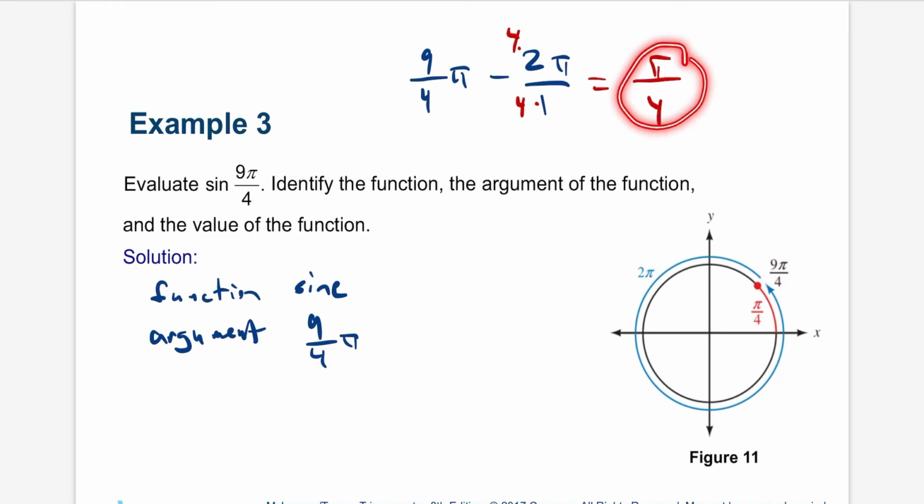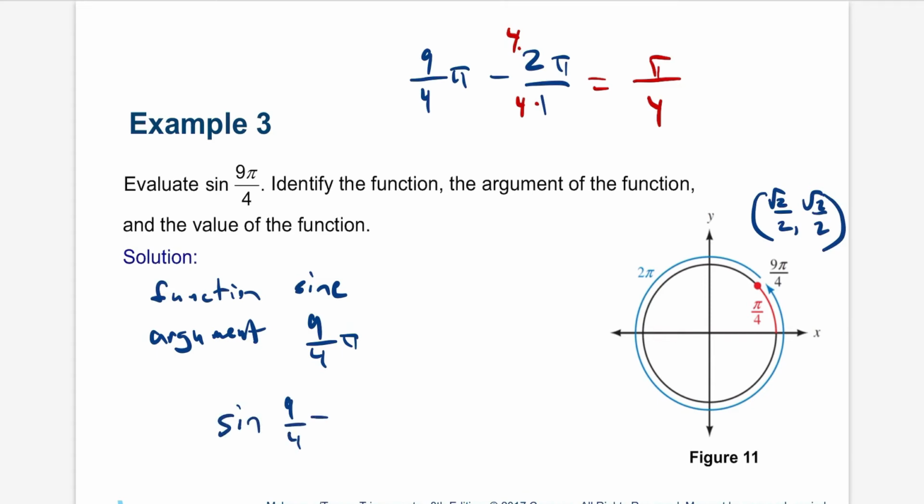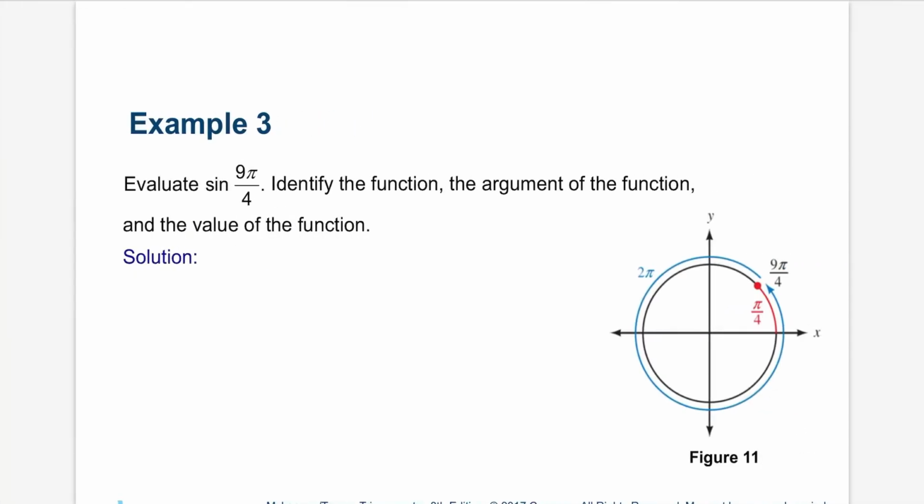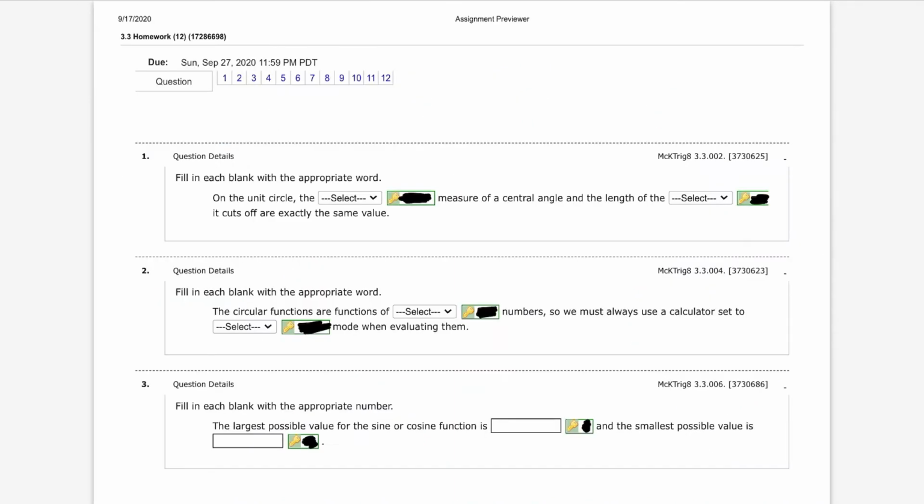All right, so now all we got to do is find the sine value of π over 4. Well, we know the coordinates from our unit circle are radical 2 over 2 comma radical 2 over 2. And since we're looking for sine, that would be the y-coordinate, which is radical 2 over 2. So that would be the final answer. Well, there's 3 parts to this question, so those are the 3 answers. And that will do it for this section. Let's move on to the homework.